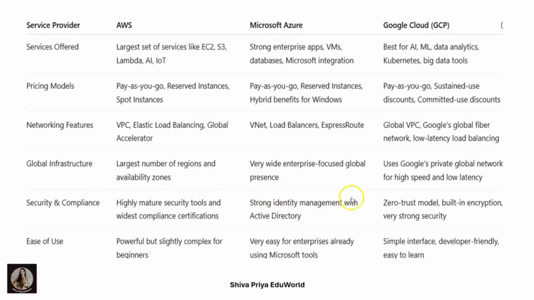For security and compliance, AWS has highly mature security tools and wide compliance certifications. Azure has strong identity management with Active Directory, a zero trust model, and built-in encryption, so very strong security. Google Cloud also has very strong security. AWS is very powerful but a little complex for beginners. Azure is very easy for enterprises already using Microsoft tools. Google Cloud has a very simple interface, is developer friendly and easy to learn.